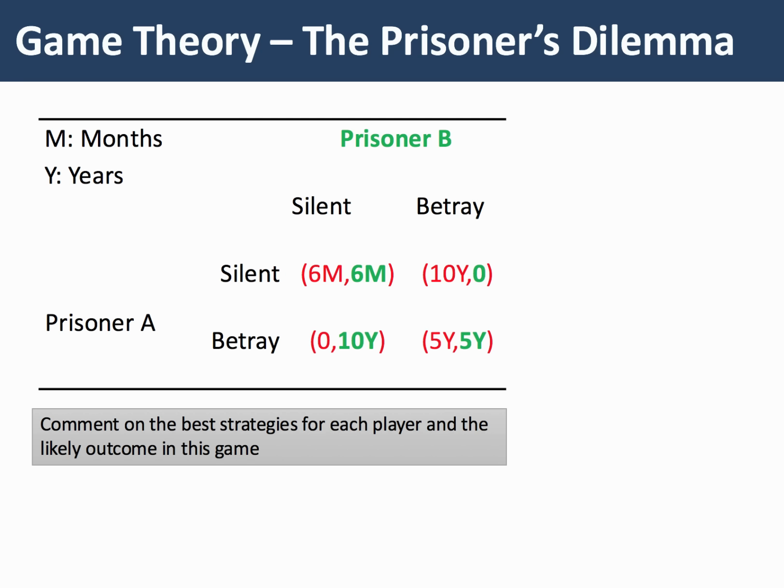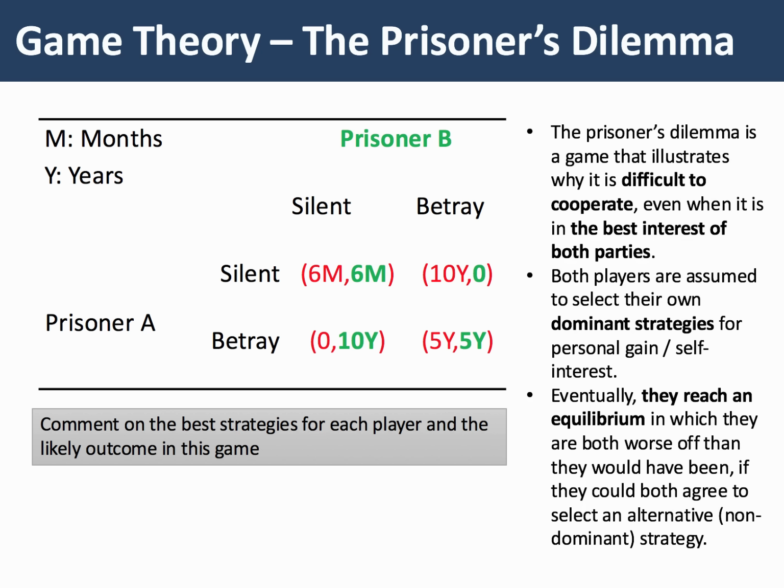So what is the best strategy for both players? Well, the prisoner's dilemma game illustrates why it's actually difficult in real life to cooperate, even when it's in the best interests of both parties. The dominant strategy for both players in this game is to betray. That gives them the opportunity and the option of getting away scot-free. However, if they both betray, they're missing out on an equilibrium which would actually be better, and that of course is the cooperative equilibrium of staying silent.